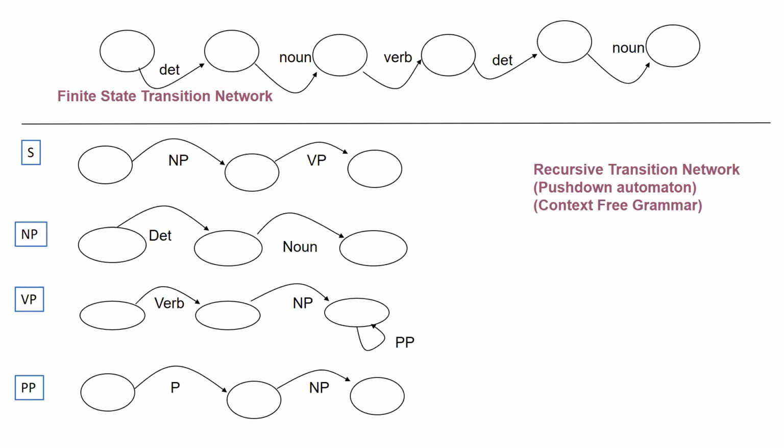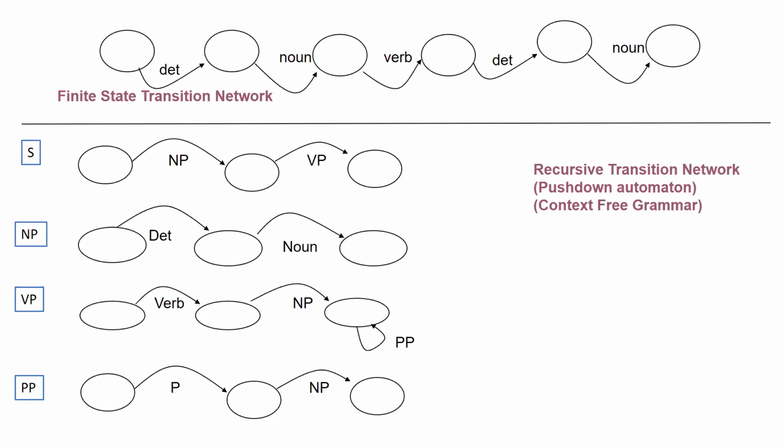So I could have a finite state machine accept that sentence, the student saw the teacher. What's below that, though, is something else called a recursive transition network, which is also called a pushdown automaton, and which is equivalent to a context-free grammar. You can see that each machine looks like a rule of a context-free grammar. So there are 4 machines labeled S, NP, VP, and PP.